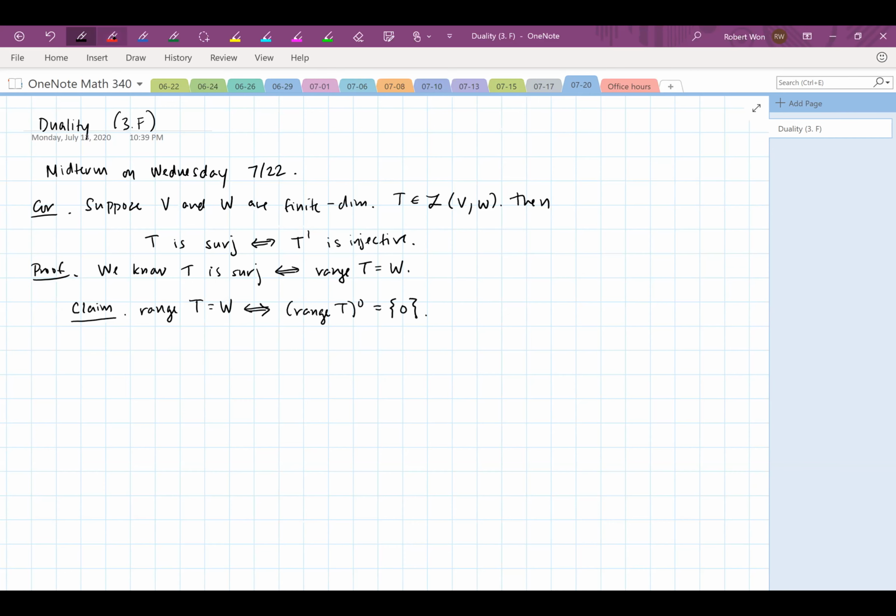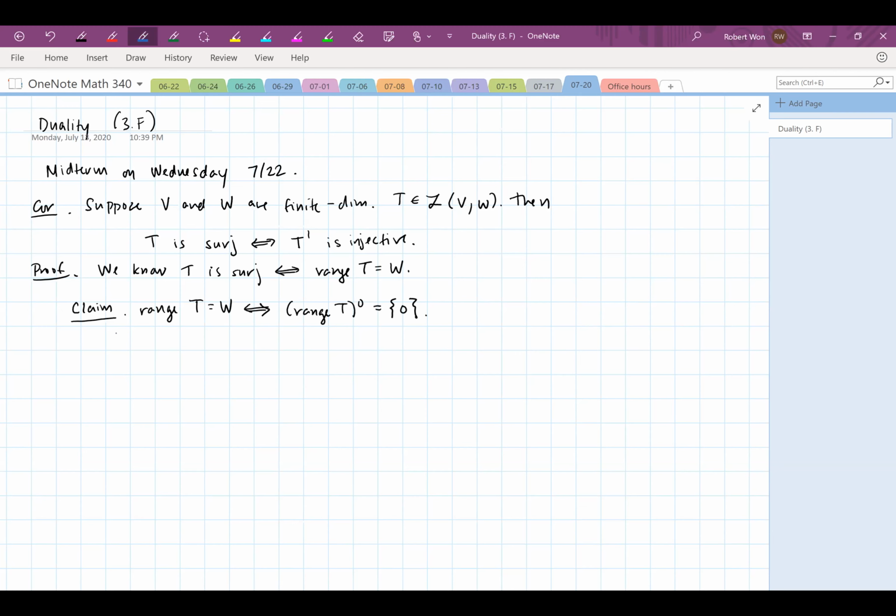Because the previous theorem says that the annihilator of the range is the null space of the dual map. And so that would show that the null space of the dual map is trivial, which would show that the dual map is injective. Okay, why is this true? So let's prove this claim.